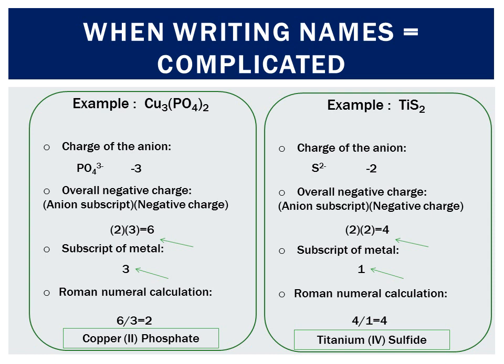We name the second part just like we did in class today. If it's a polyatomic ion, you just use the name of the polyatomic ion, like phosphate. If it's an element, like sulfur, we chop off the end and we replace it with IDE.